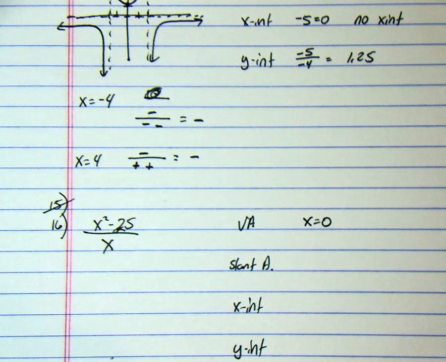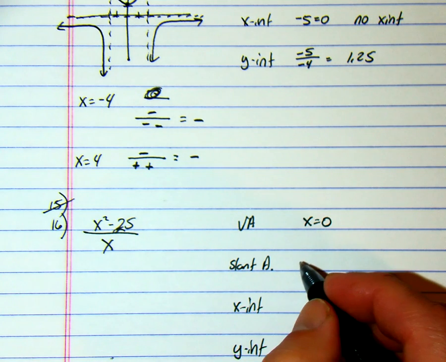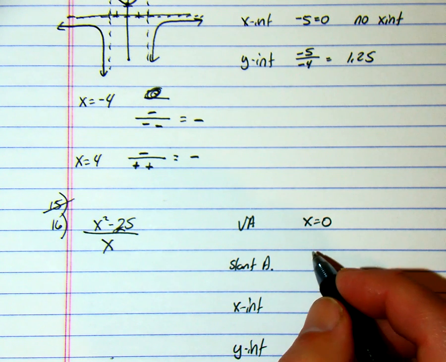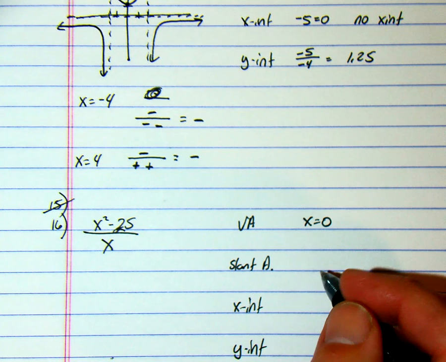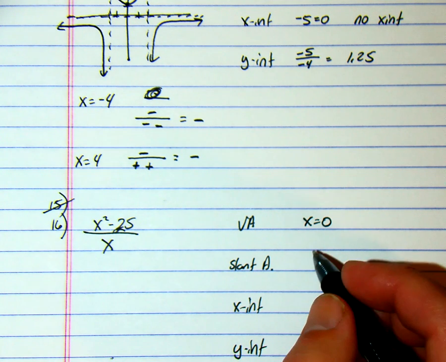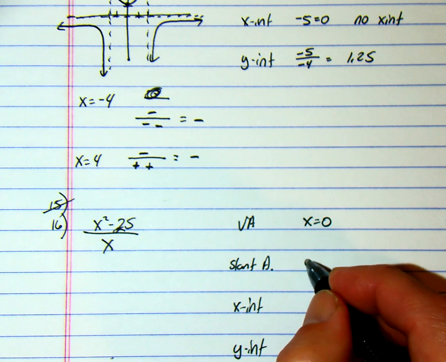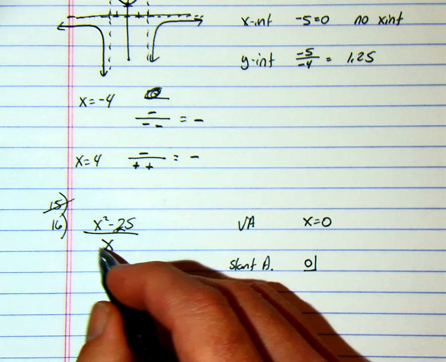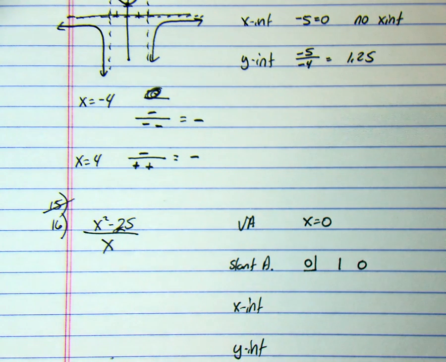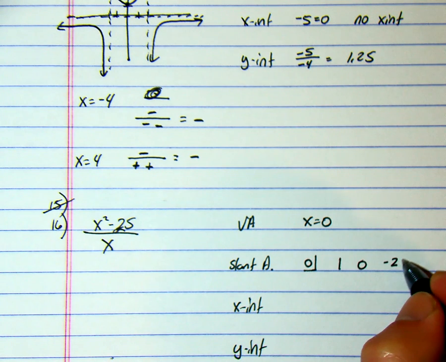That's not too hard. My slant asymptote becomes a little bit unique because what we need to do is divide to figure out what we have left, and usually we do that using synthetic division. So we're going to put a 0 in the box because that's my root. And then we're going to have a 1 followed by a 0 followed by a negative 25.